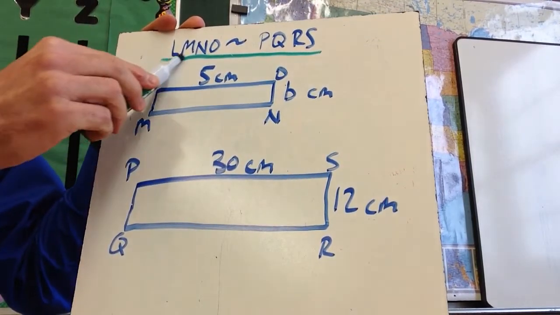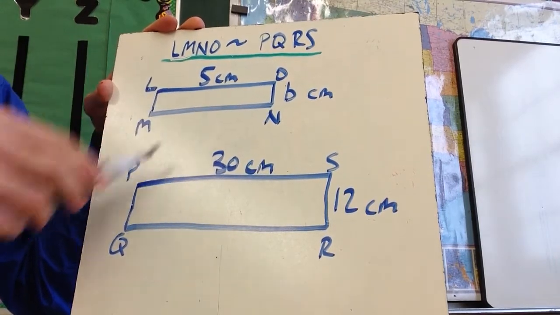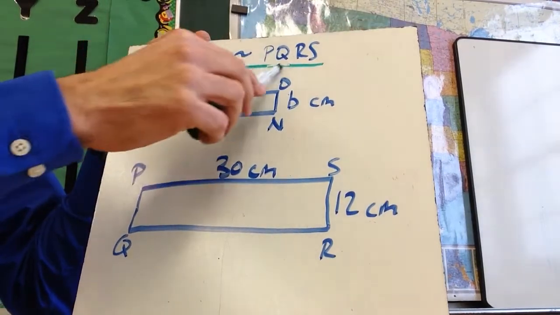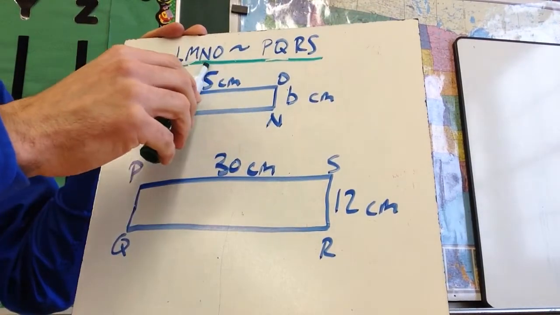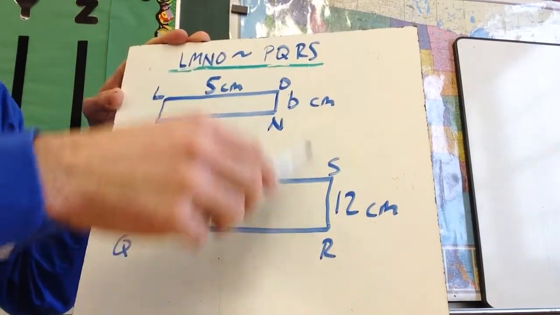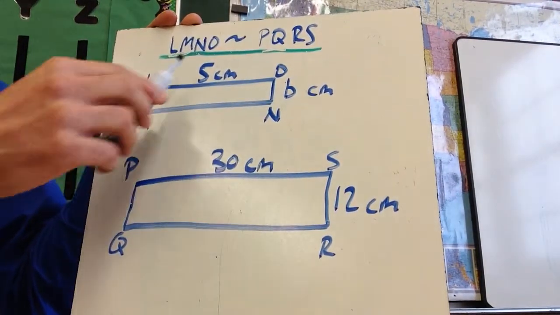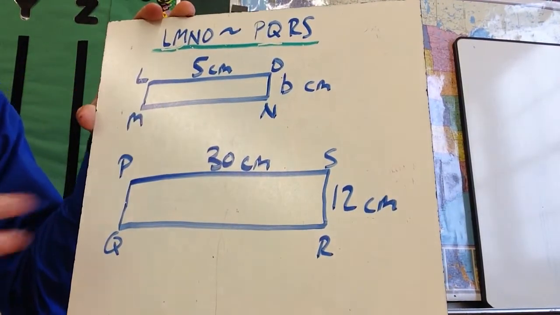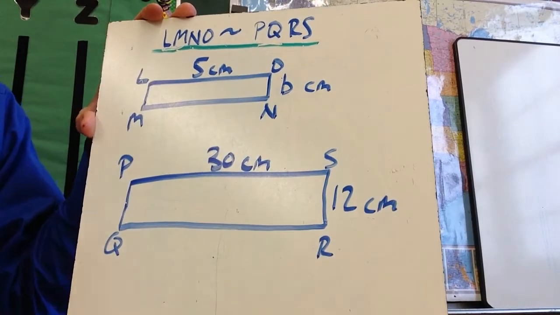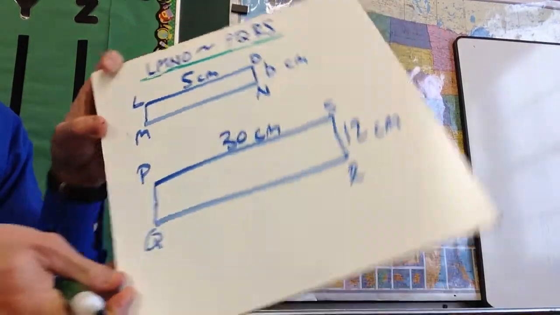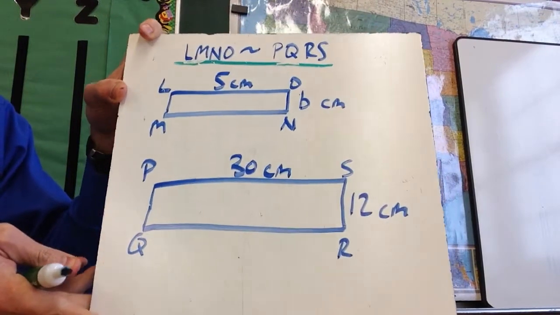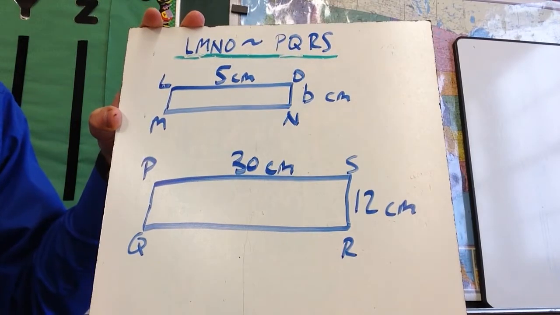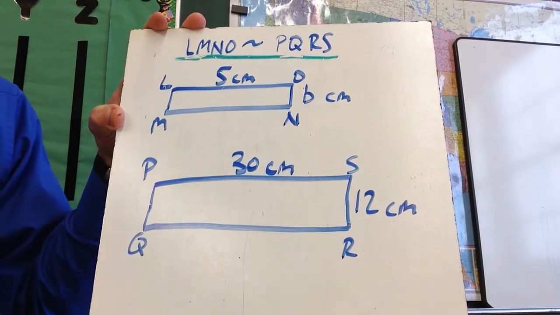Now keep in mind that because LM is the first side and PQ is the first side, these two sides are equivalent, right? MN and QR would be equivalent. NO and RS would be equivalent. And then obviously the other way, OL and SP would be equivalent. At times these two look that way, but at times you can shift shapes so that one is going this way and one is going this way, and they still would be equivalent. If it says that, you just have to make sure you match the correct side with the correct side.